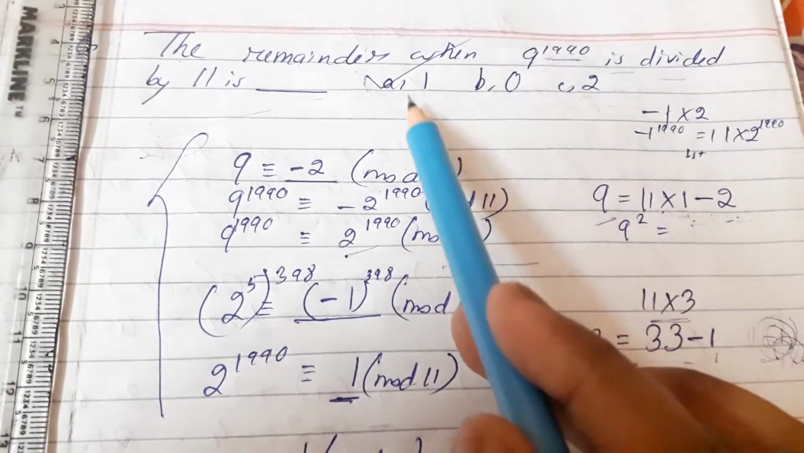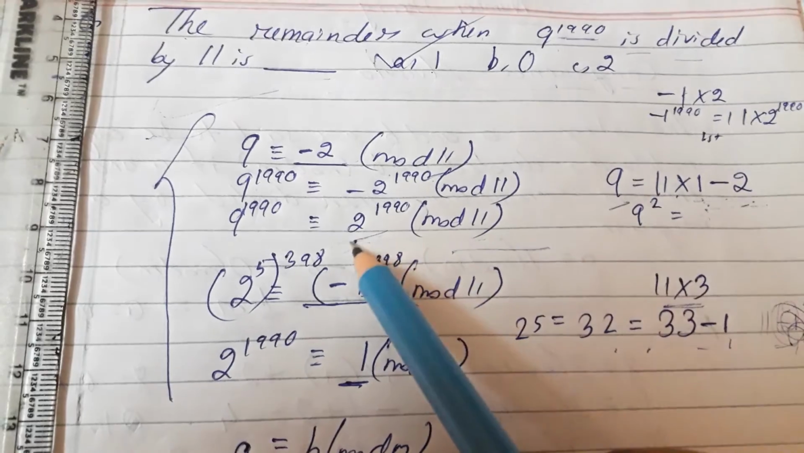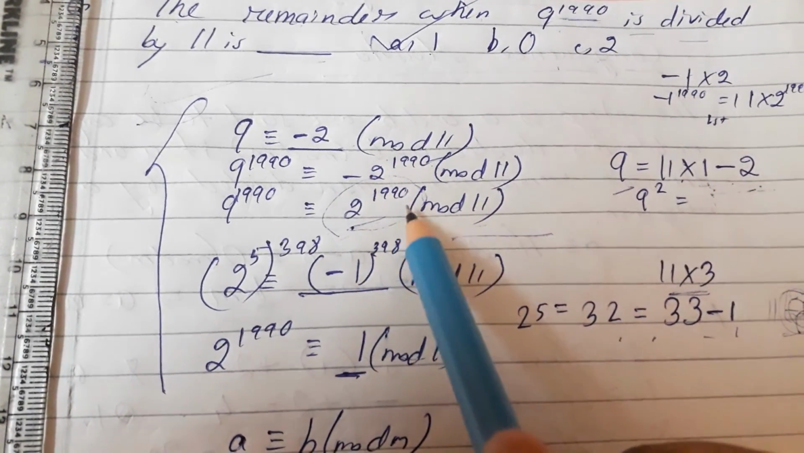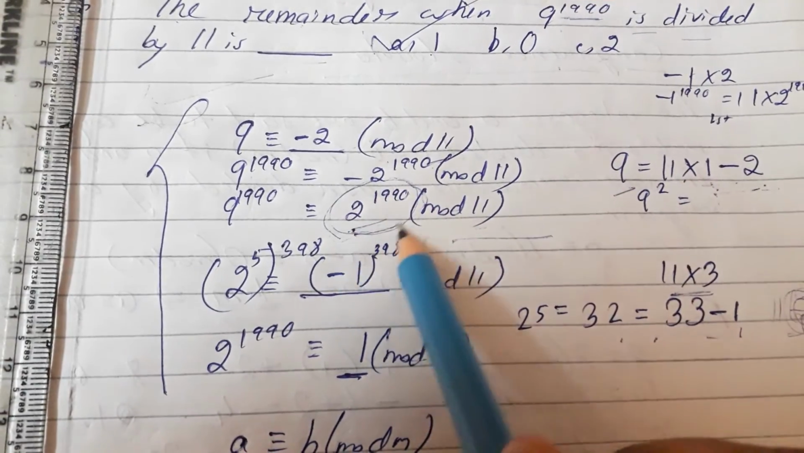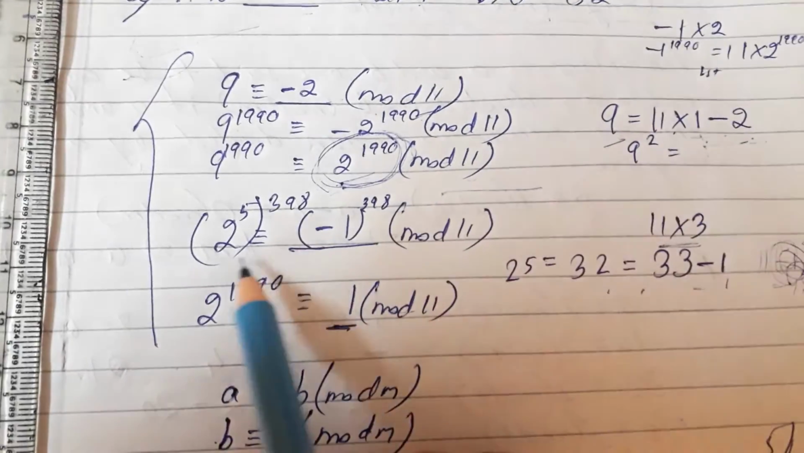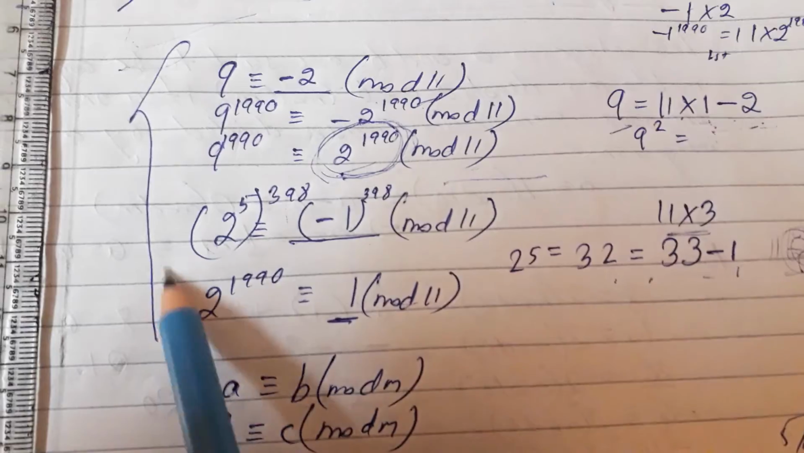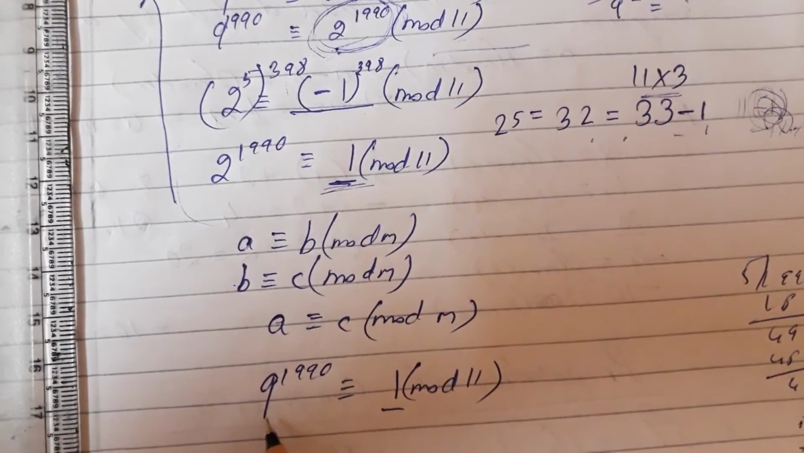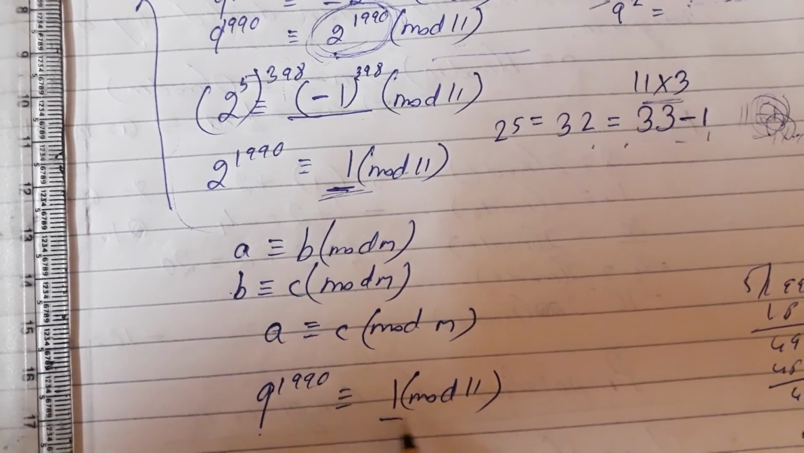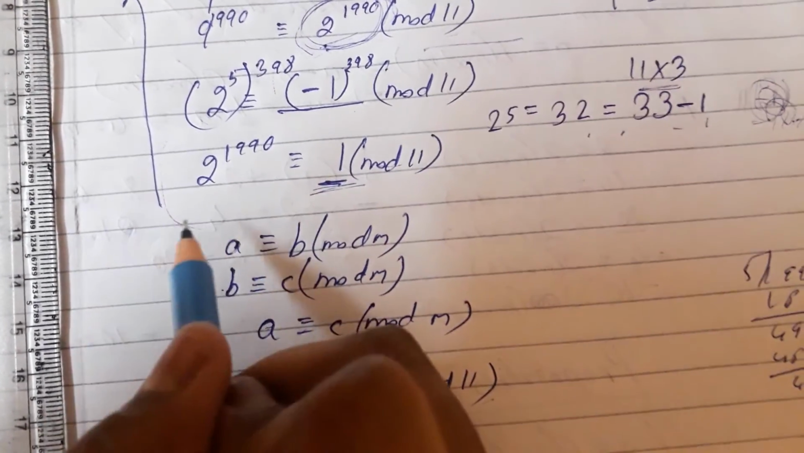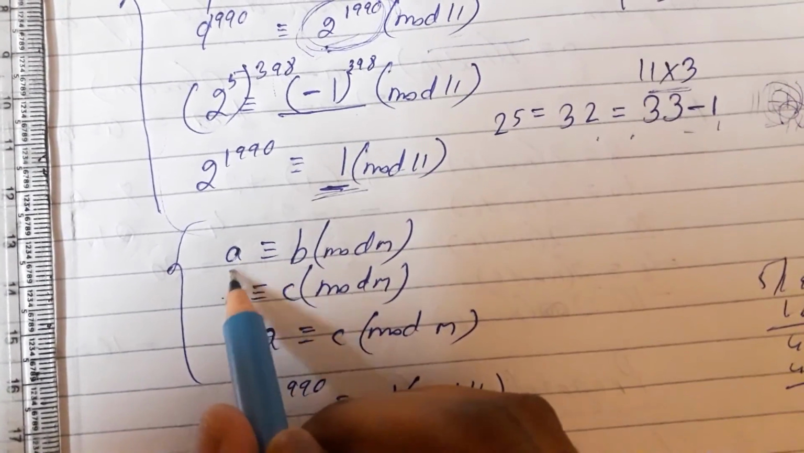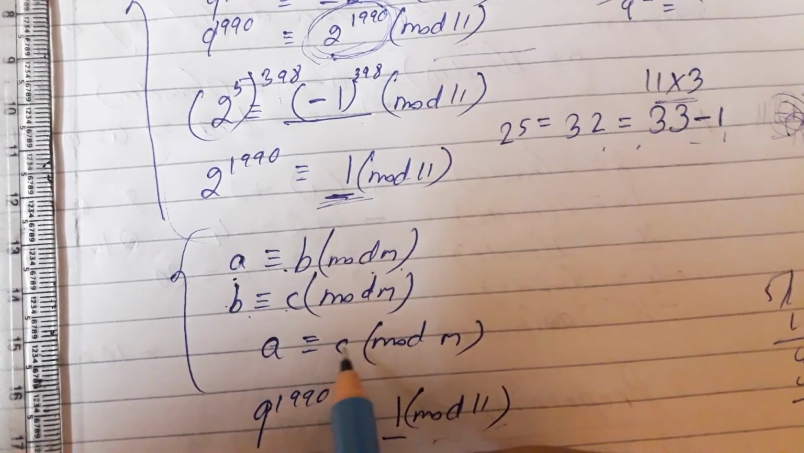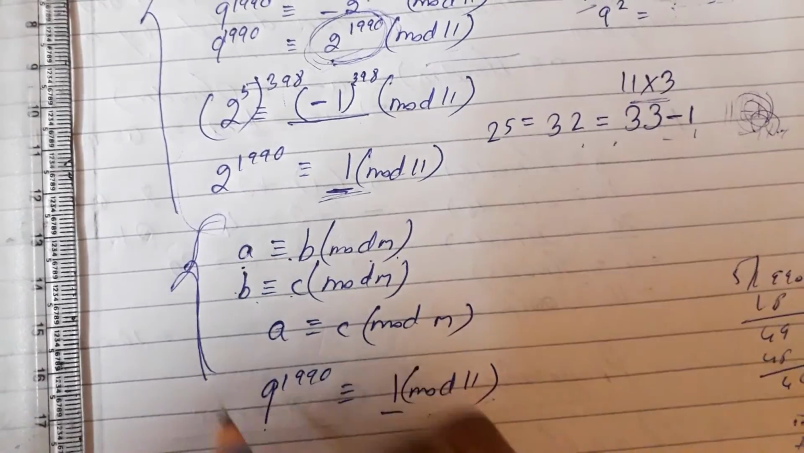Now see, the options given are 0, 1 and 2, so you have to reduce this number. In the first case we got 2 to the power 1990. We have to reduce this 2 to the power 1990, and on solving this we have got 1. Then we can write it as 9 to the power 1990 congruence 1 modulo 11. Why? Because we know the first property: if A congruence B mod M and B congruence C mod M, then we can write A congruence C mod M. You have to use the first property here.